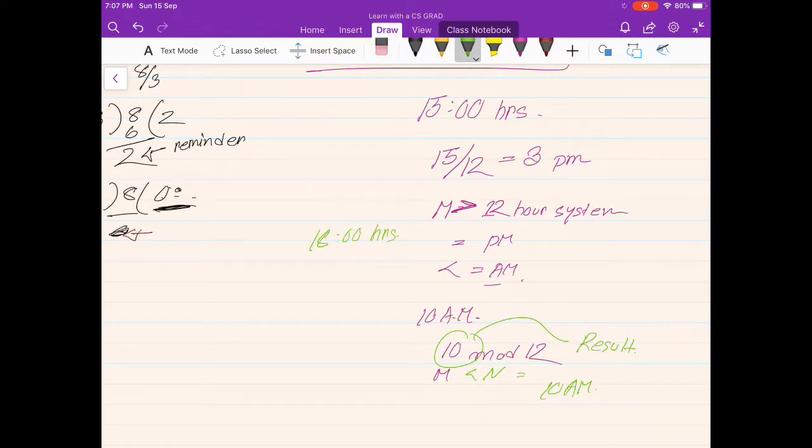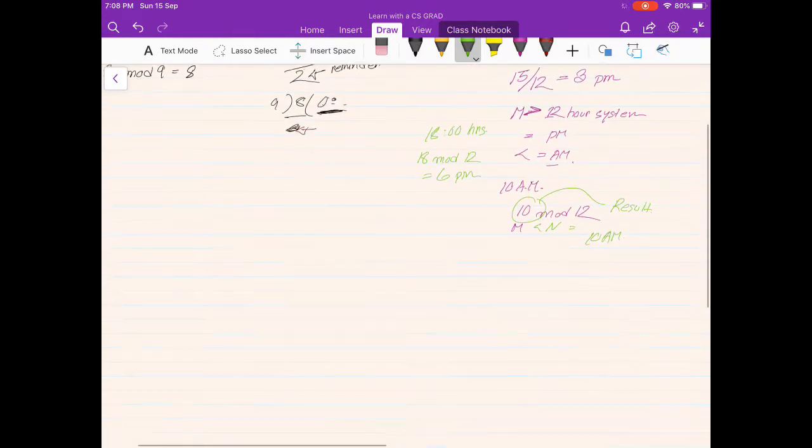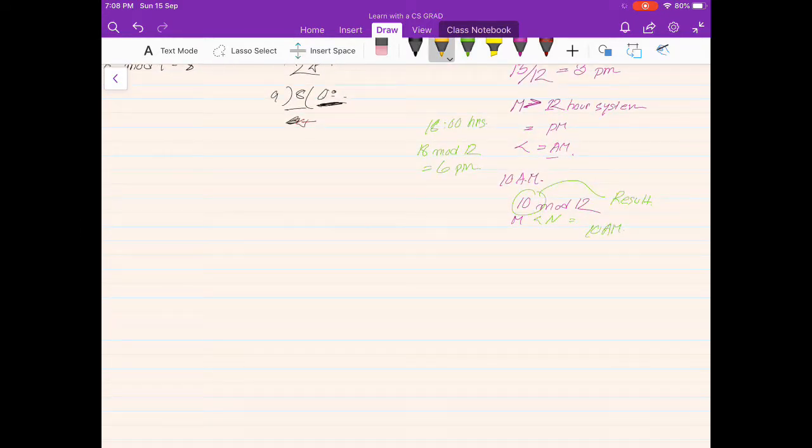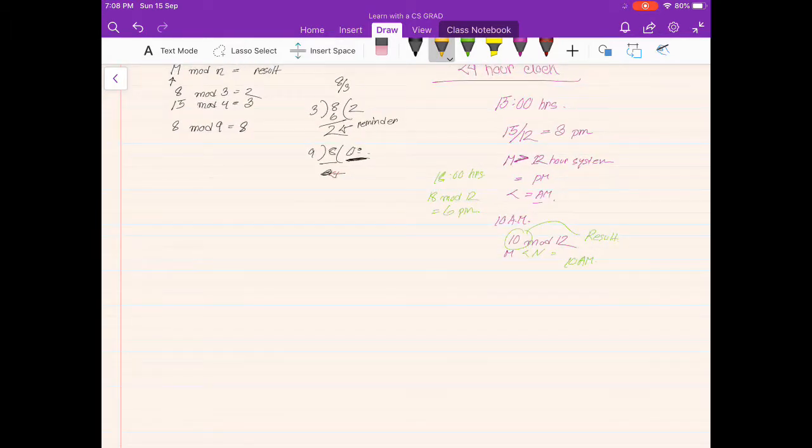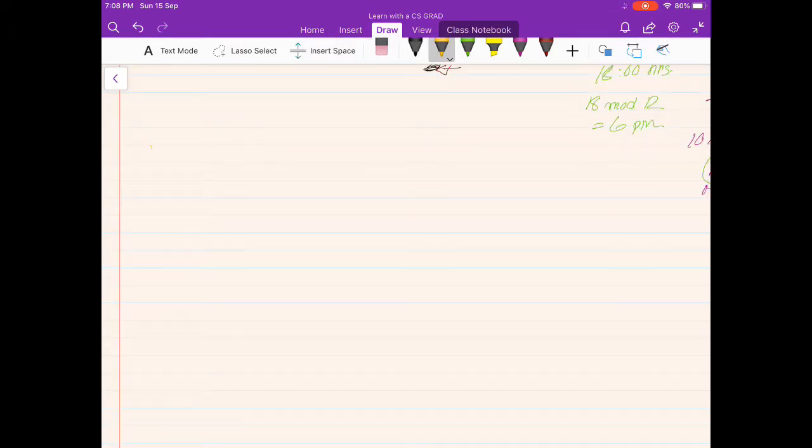Again, let's look at another example. Let's say someone says it's 1800. How do you convert it to a 12-hour system? 18 mod 12, so that would be 6 p.m. If you have understood this, the next example would be easier for you, and I would request that you try to do this by yourself. The question here is, make your own 6-hour system.